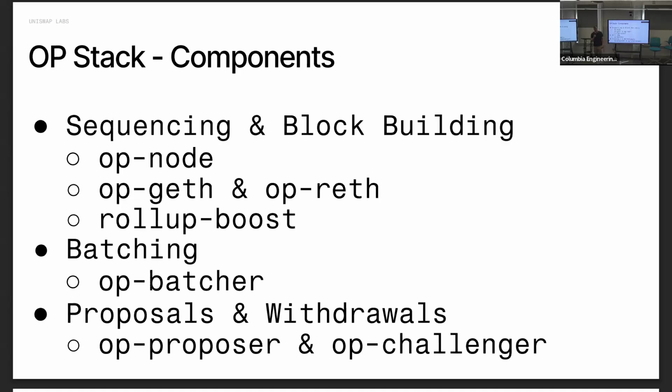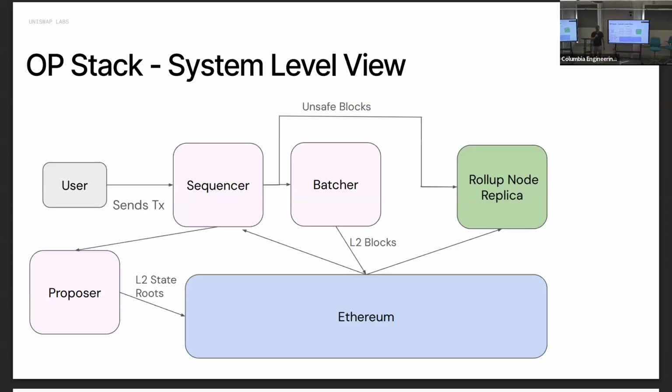Okay. Here's all the pieces of software which implement this. This is my day-to-day, maybe not yours, but OP-Node is a consensus layer client, OP-Geth, OP-Reth, execution layer clients, Rollup Boost is a fun proxy in the middle, Batcher does batching, Proposer does proposing, Challenger makes sure no one's stealing the funds.